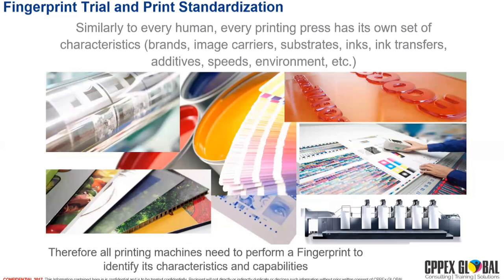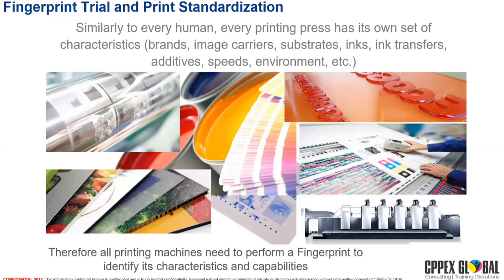Then, similarly to every human, every printing press has its own set of characteristics, brands, and image carriers. If you have two different types of machines, maybe one new machine and another old machine in your press room, both machines will carry the images in different ways. Substrates are also very important, and what conditions we require for substrates during the fingerprint trials, hopefully we will discuss in part two.